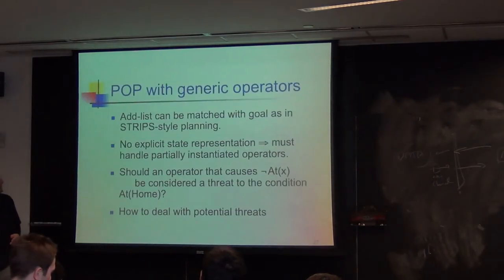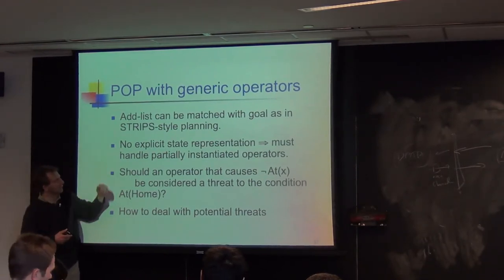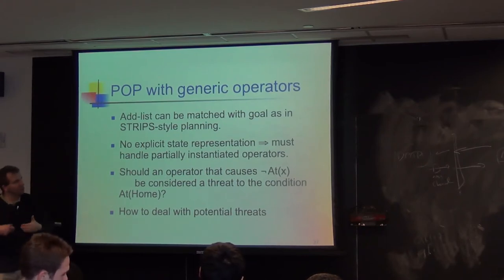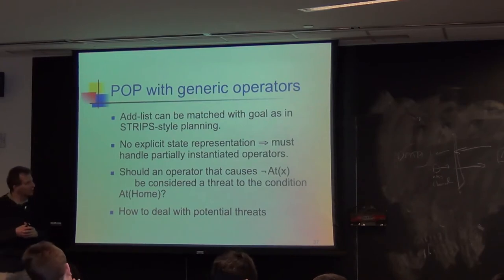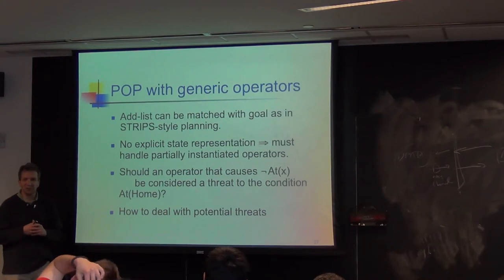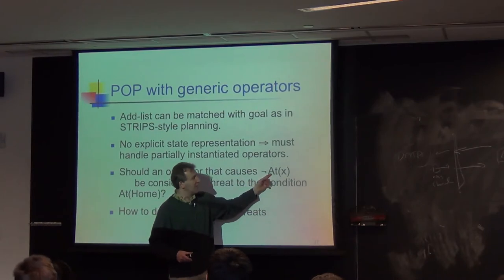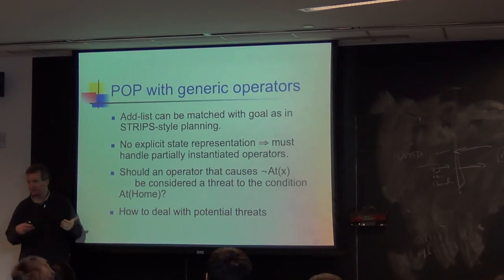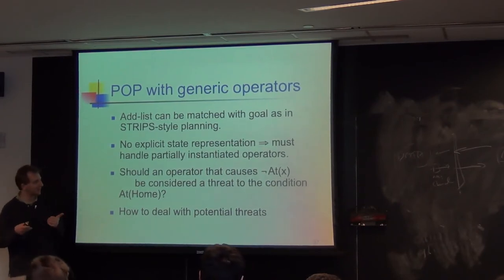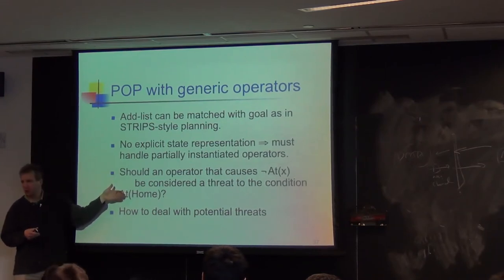Similar down here. The thing with the generic operators on the atlas is that there's no explicit state representation. It must be handled through partially instantiated operators. So you might have something that has literals, something that has some variables. You have to start asking questions, because now that you don't have one-to-one correspondence, if you see something that has a condition like not at X, and you have a requirement to be at home, are they in conflict with each other? It's more difficult. It's hard to deal with potential threats. There are different approaches to this. I'm not going to go into details about this. I'm just making you aware that it does make it more difficult.